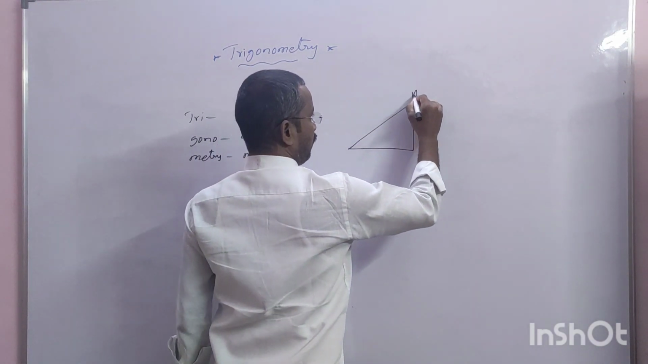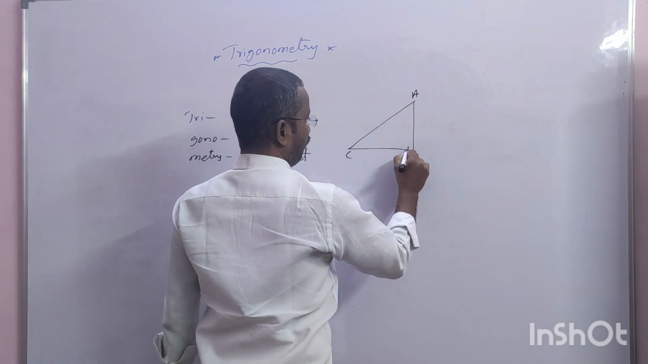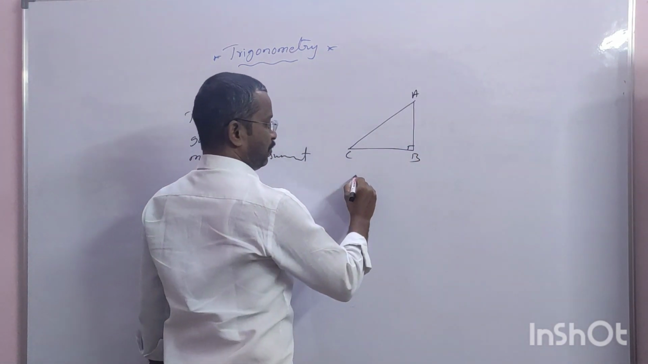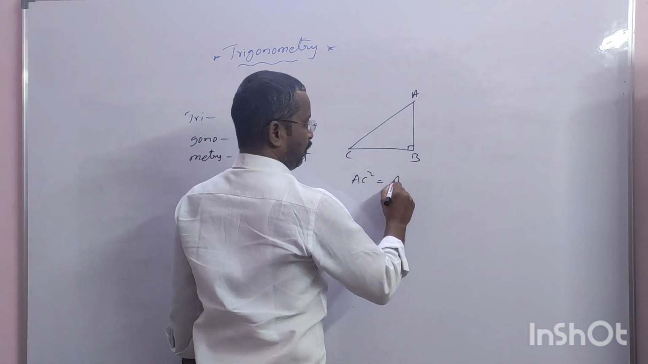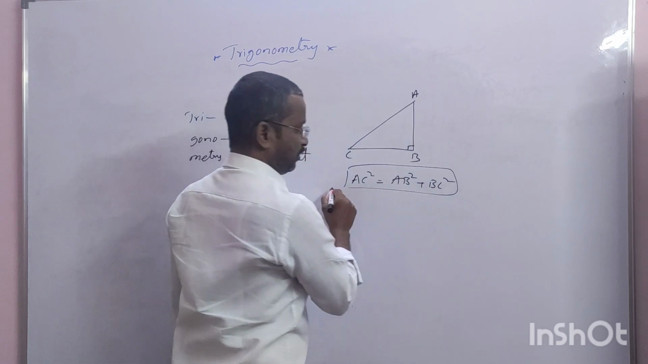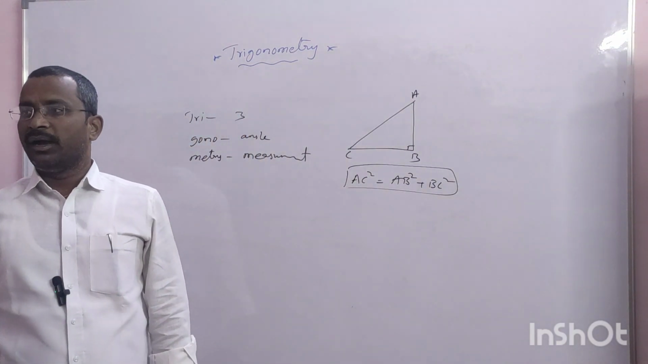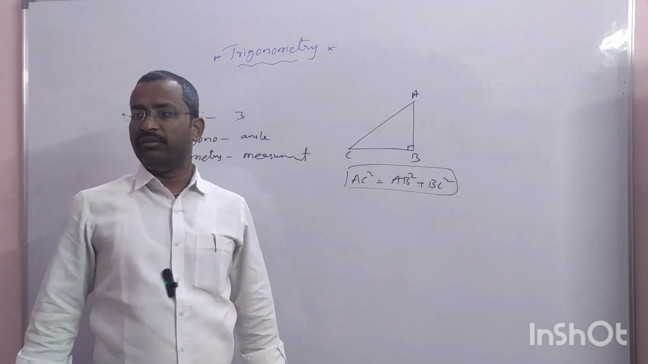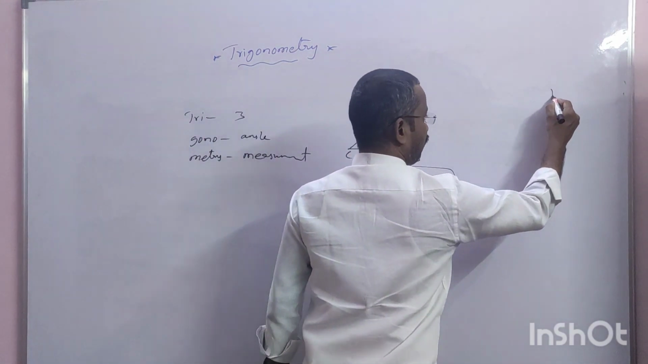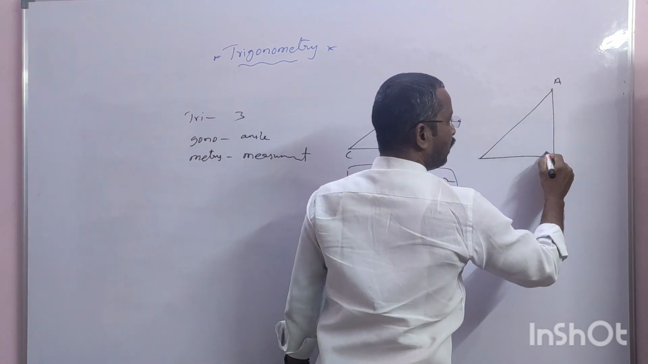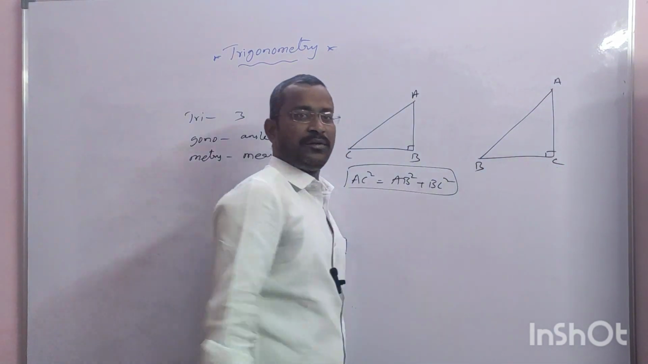And the base concept: let's take triangle A, B, C, with the right angle at B. As you know, by the Pythagoras theorem, AC square is equal to AB square plus BC square. Usually we take it like this. But do not memorize that AC square is equal to AB square plus BC square, because sometimes the triangle may change. Instead of the right angle at B, it may be at C.